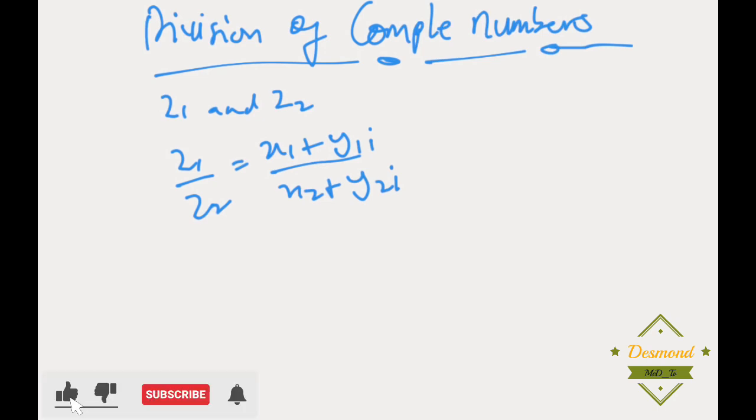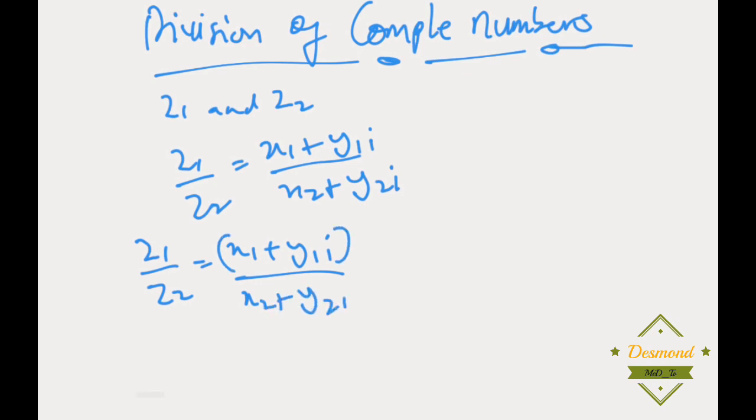In order to separate the real and the imaginary components of the quotient, we just have to multiply both the numerator and the denominator by the complex conjugate of the denominator. So let's go ahead and do that. We will have z1 over z2 being equal to (x1 plus y1i) over (x2 plus y2i), then multiply by the conjugate form of this denominator, x2 minus y2i.